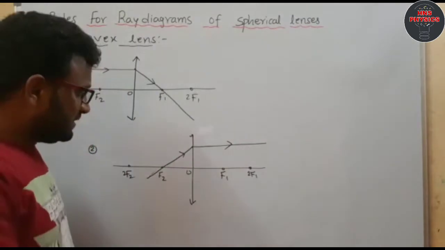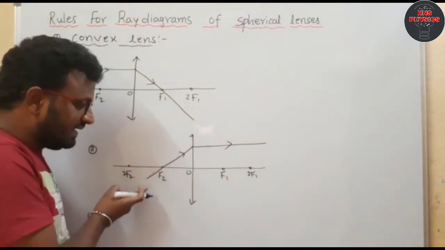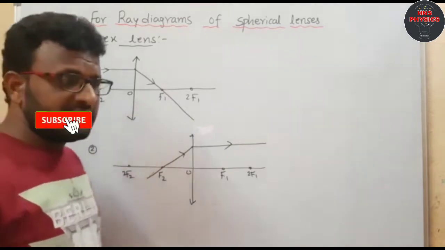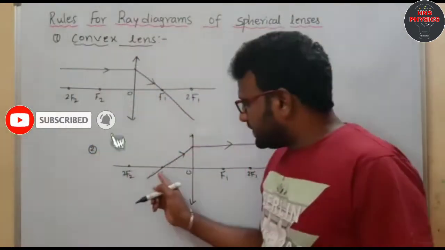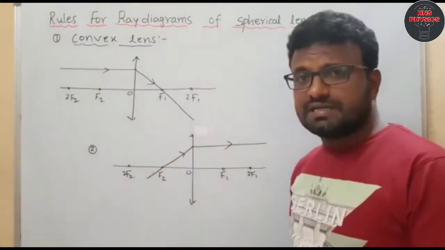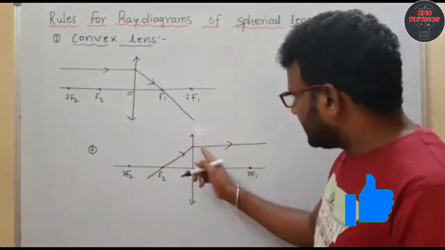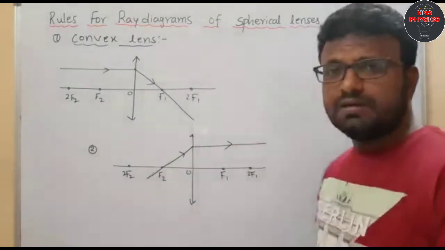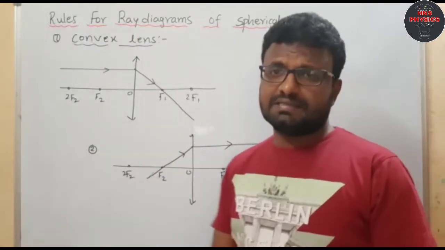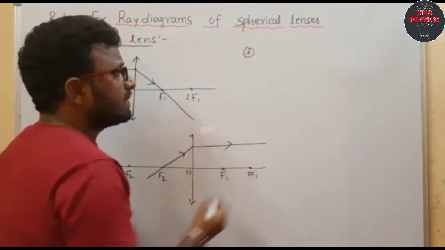Listen now once again. If any ray of light coming from an object passes through the second principal focus of the lens, the ray is incident on the convex lens. After the refraction, that refracted ray passes parallel to the principal axis. Next, come to the third one. Third rule.